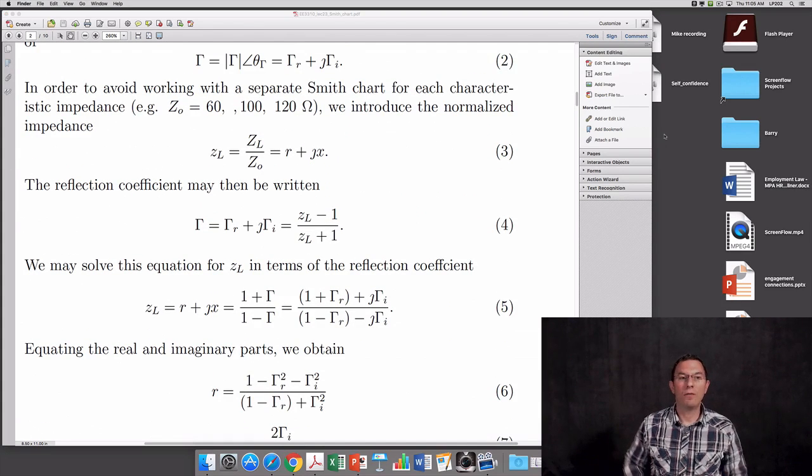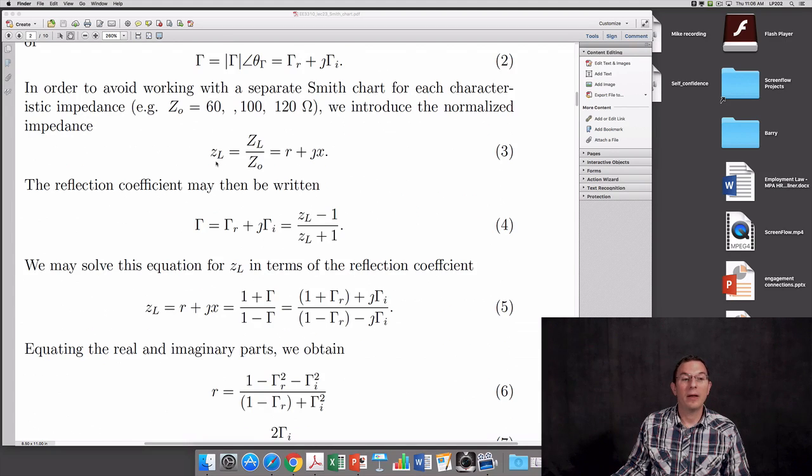Well, in order to avoid working with a separate Smith chart for each characteristic impedance, for instance, you may have several different transmission lines with different characteristic impedances, for instance 60 ohms or 100 ohms or 120 ohms. To avoid that, we introduce the normalized impedance, which is to say you take the impedance of the load and you simply divide it by the characteristic impedance of the transmission line. That's called the normalized load impedance, and it's denoted by little z sub l.